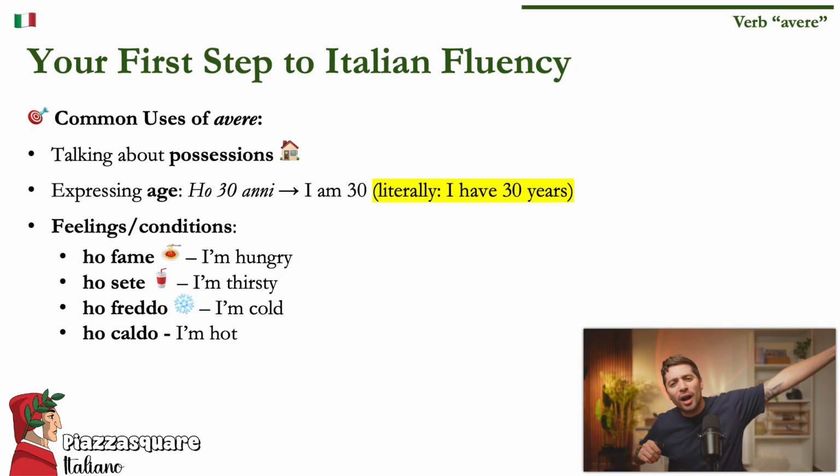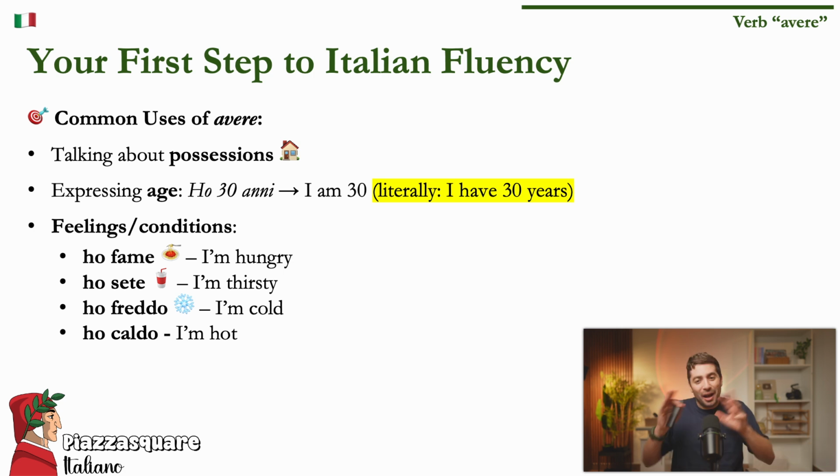Fantastic! Let's move on to our second superstar verb, avere, which means to have. We use this all the time to talk about what we possess, our age, careful, the age also uses avere, and even certain feelings like hunger or thirst.